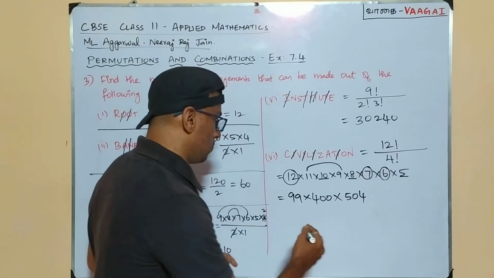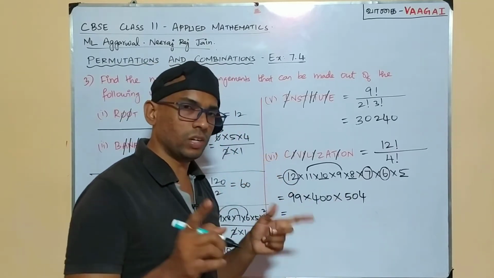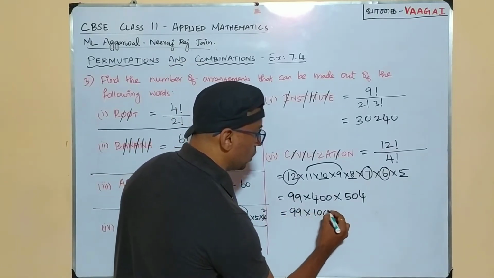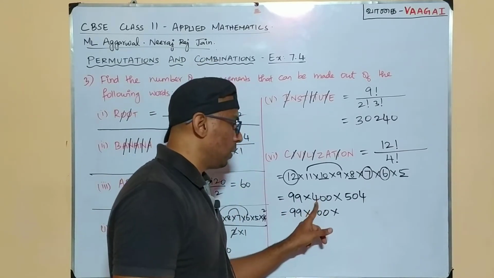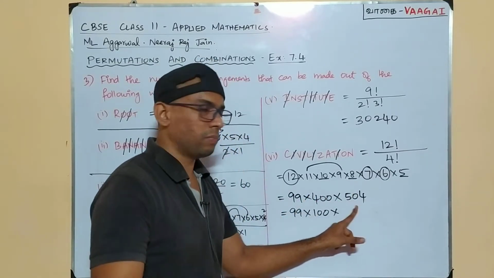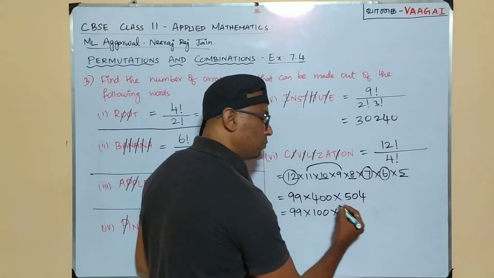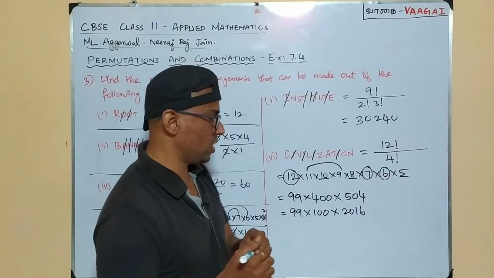So that means we have 99 into 400 into 504. Again, we'll try to do some tricks here. Let me rewrite this as 99 into 100 into, just changing this 400 to 100, for the reason that I'm going to multiply the 4 here. If I multiply it by 4 here, this 504 into 4 becomes 2016. I hope you are able to understand what we are trying to do here.